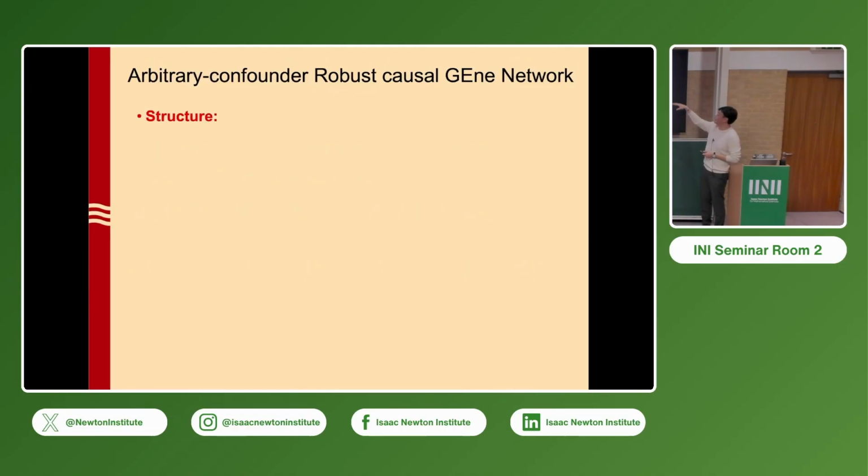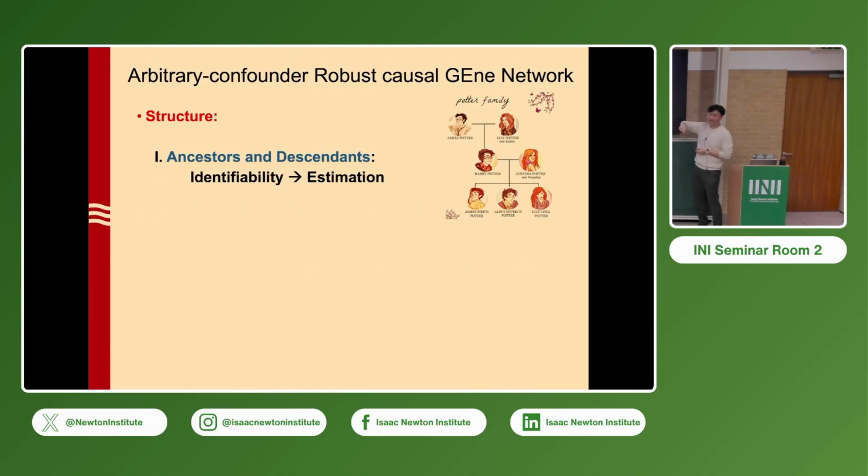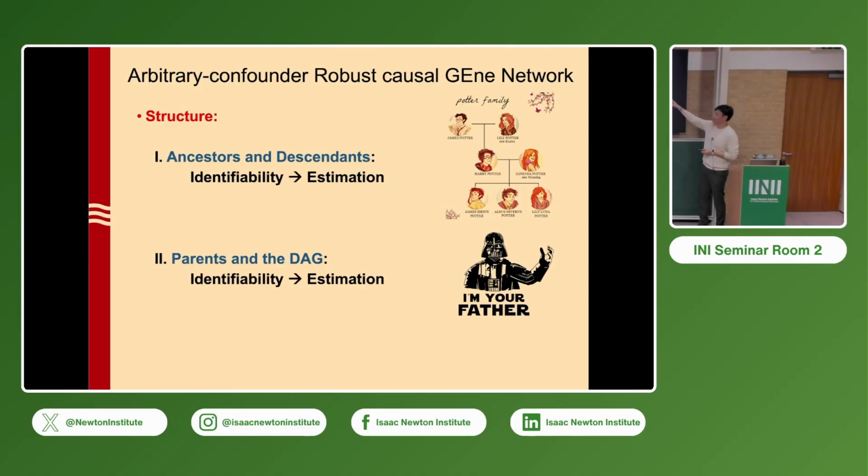So the main structure of ARGAN is as follows. We first learn the ancestors and descendants for each gene. Then once you know the ancestors, we want to know what the actual parent of that particular gene is. So let's say this is the gene, then you know what the ancestors are. Then among the ancestors, you want to know which one actually is the direct parent. So this is the structure that this ARGAN method has.